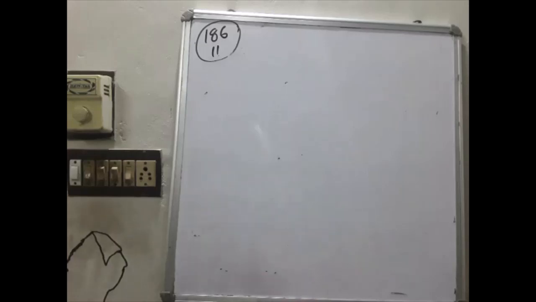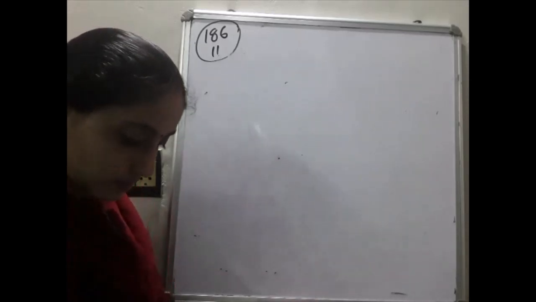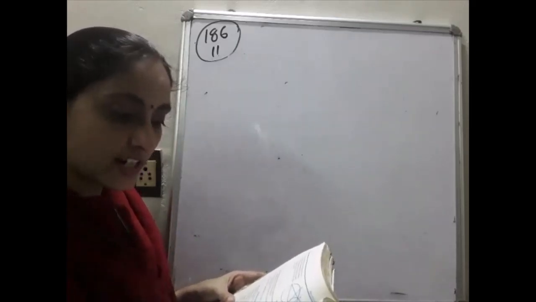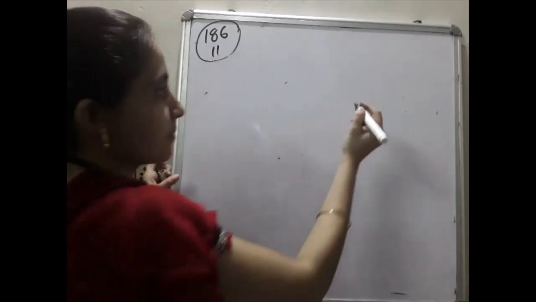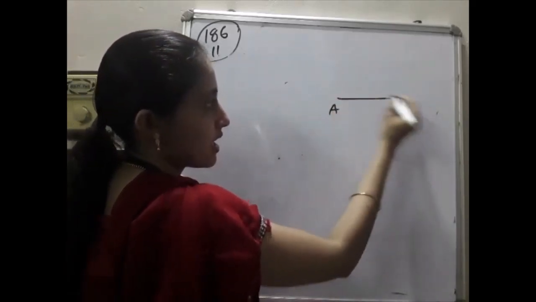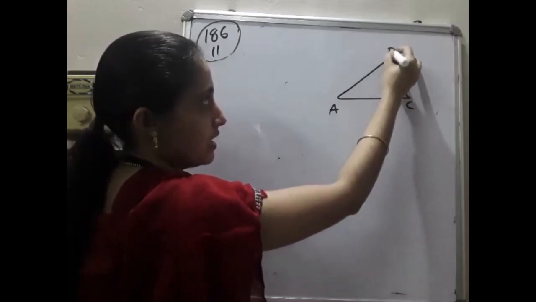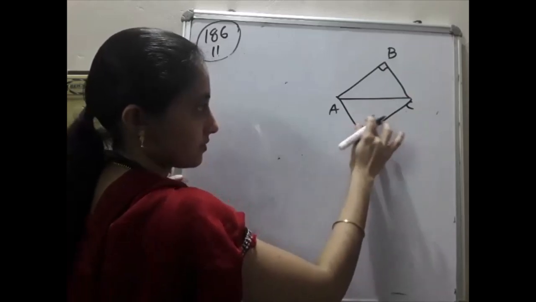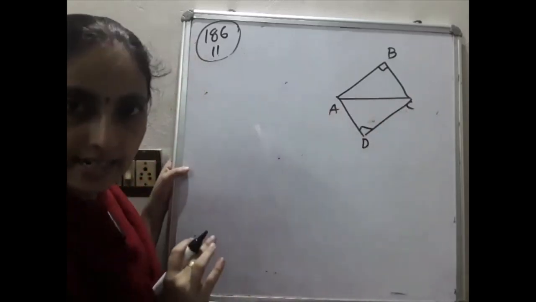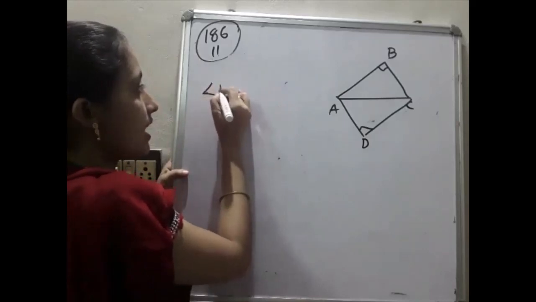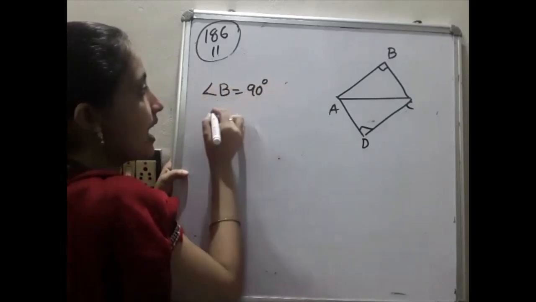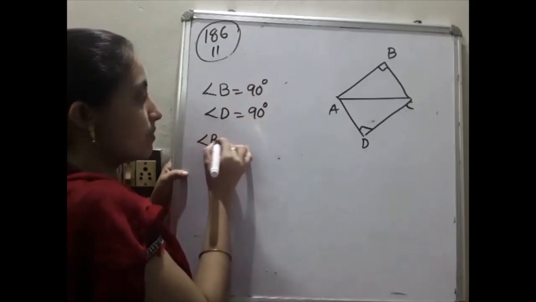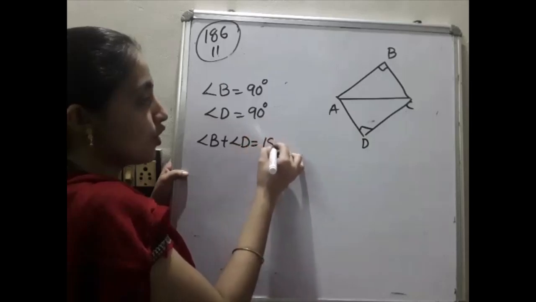Next question is page number 186, 11th question. The question is this. ABC and ADC are two right triangles with a common hypotenuse AC. So AC is the hypotenuse, and this angle is a right angle, and then ADC is there, this also 90 degrees. So we can write angle B is equal to 90 degrees, angle D is equal to 90 degrees. So while adding these two equations, we got angle B plus angle D is equal to 180 degrees.